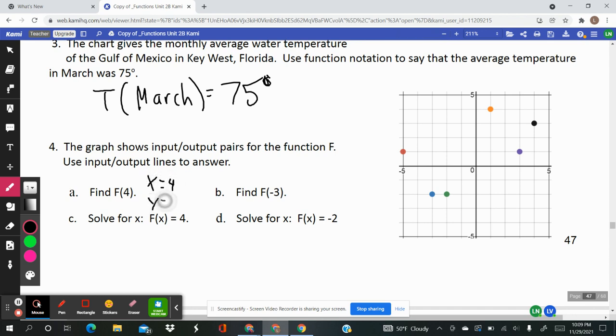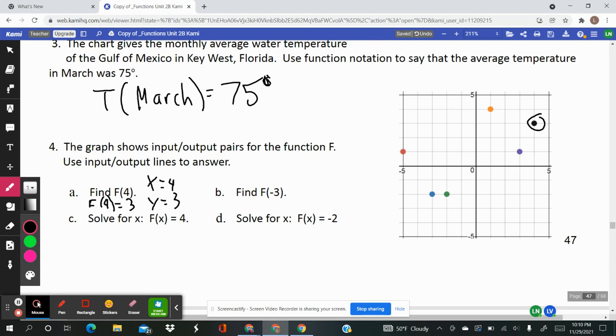So we want to find our y value. When we have x equals 4, that means we go to the right 1, 2, 3, 4. It's going to be this point right here. That's up 1, 2, 3. So that means that f of 4 equals 3.